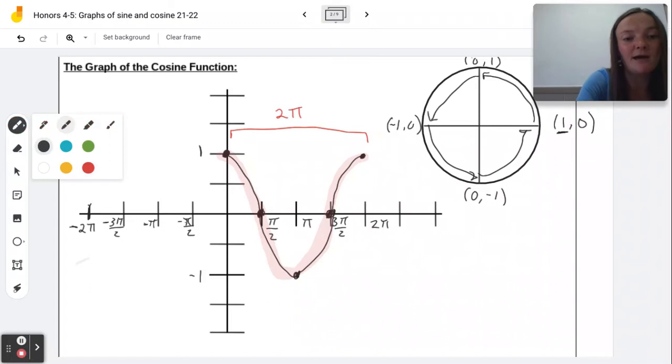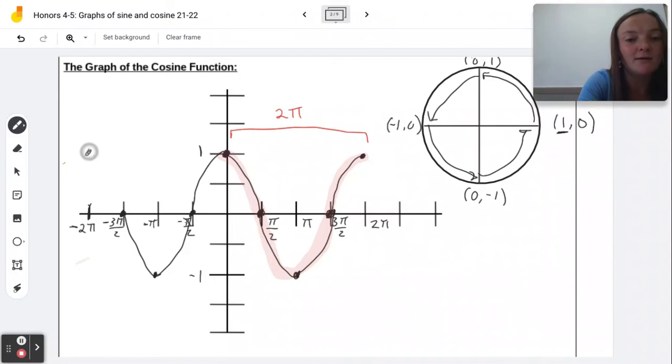So let's continue the pattern. To continue the pattern, I'm going to go to the left. I'm going to go down instead, go over like this, go back up like this, and we'll end back up at 1 here. Okay, so we can still see the period is 2 pi. The amplitude you can see is also the same.